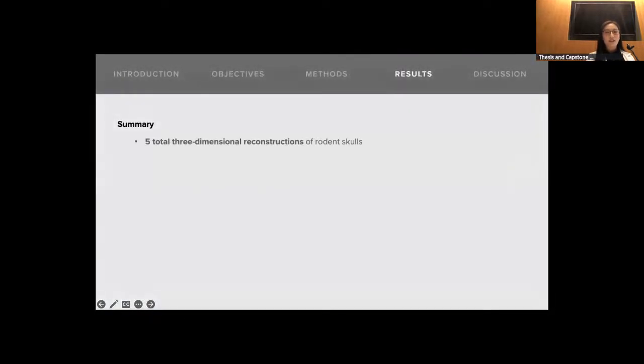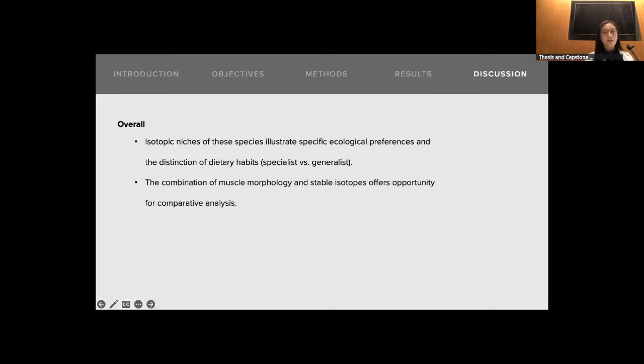In summary, I completed 5 total 3-dimensional reconstructions, 50 anatomical illustrations, which meant 10 per species, 1 bar graph, and a graphical abstract. Overall, isotopic niches of these species illustrate specific ecological preferences. The combination of muscle morphology and stable isotopes offers an opportunity for comparative analyses.